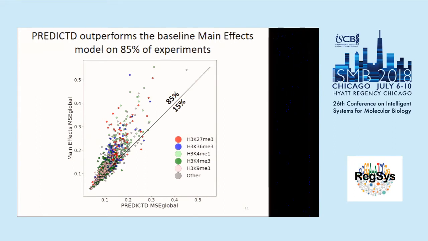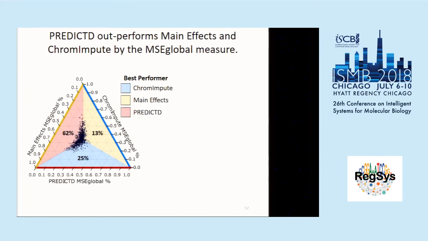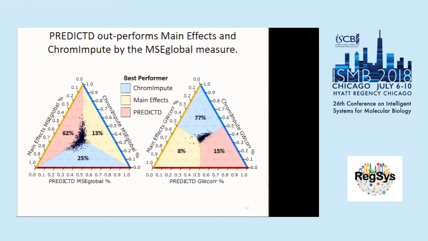And if we add in Chrome impute, what I'm showing is the relative performance of these 3 models on each of the different experiments in our compendium. I've highlighted the regions of this ternary plot, or 2 simplex, with the model that performs best in that region. And so you'll see in red, predicted outperforms the other 2 models by this mean squared error metric on 62% of the experiments. This doesn't hold necessarily, depending upon what quality measure you use.